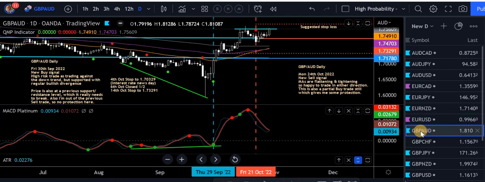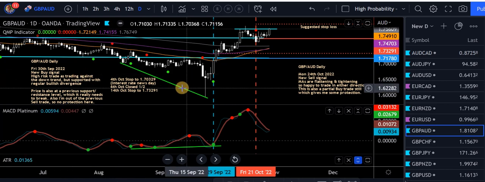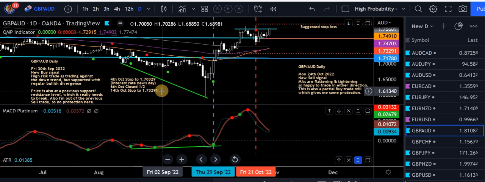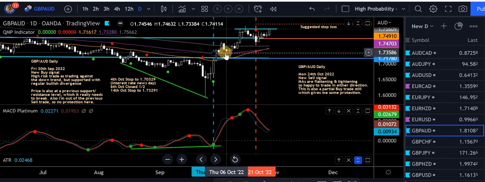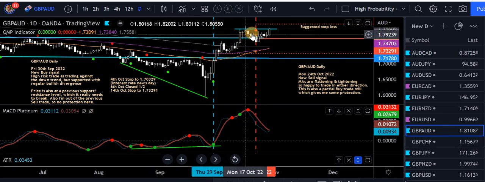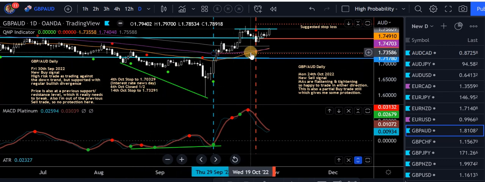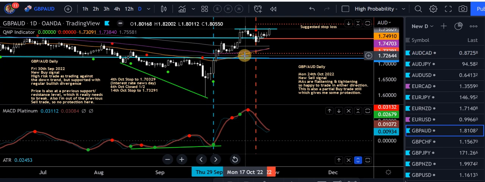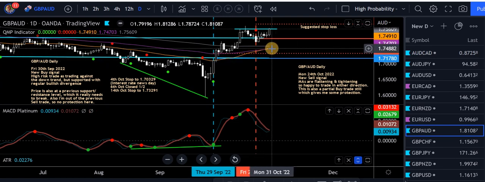Pound Aussie, going to buy from the 30th September. 6th of October closed half, so I think there's a pretty crappy close there, closed half. But it's kept on going up, which is good, and 14th of October moved the stop up. So stops there for the buy, can't lose on the buy. All good there. Sell, 24th of October, Monday trade, going against me all week.